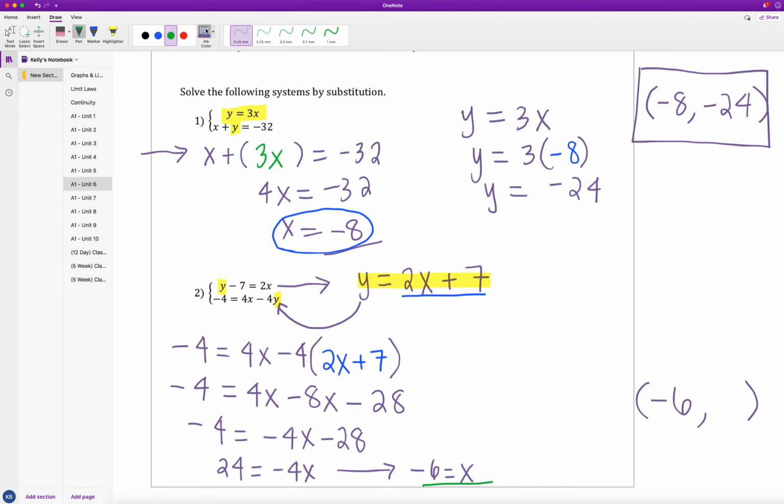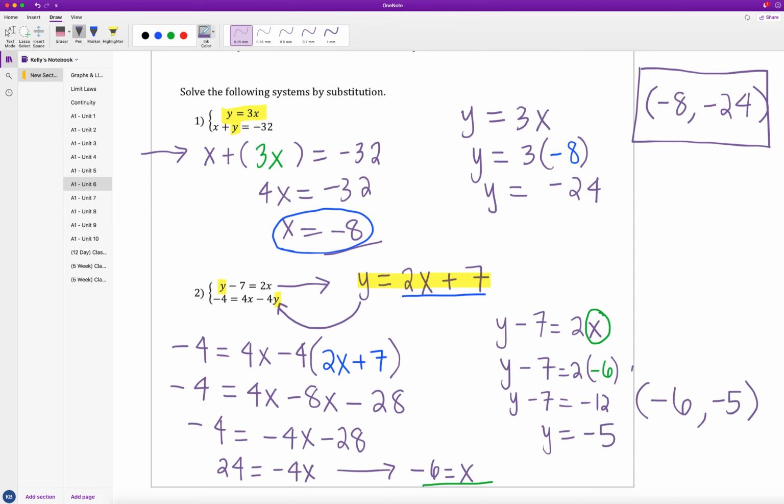Our first equation that we haven't used since then was y minus 7 equals 2x. And I can substitute in negative 6 in place of the x, since that's what x is equal to. When we do that, we get y minus 7 equals 2 times negative 6. And from here, we can solve for our y. So y minus 7 equals negative 12. When I add 7 to the other side, y is going to be equal to negative 5. So in my final coordinate pair then, I'll have negative 6, comma, negative 5.